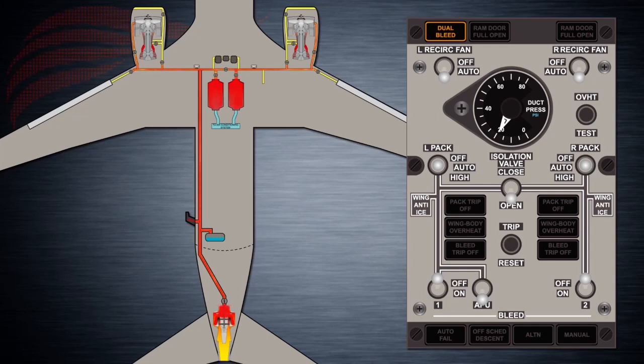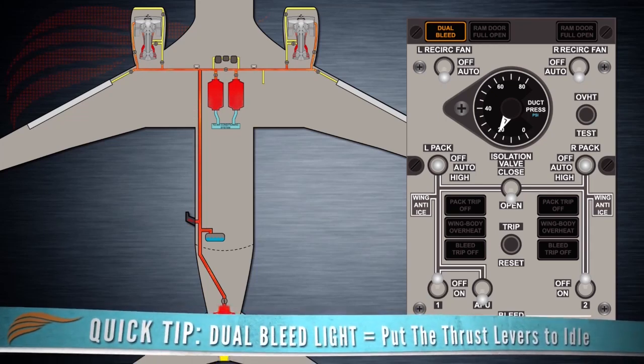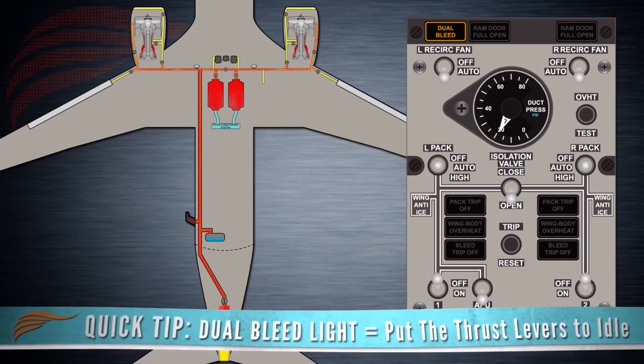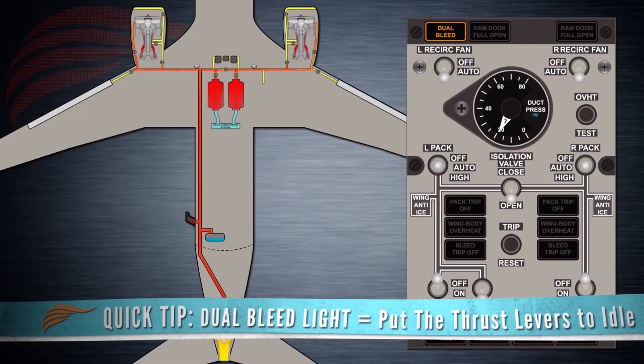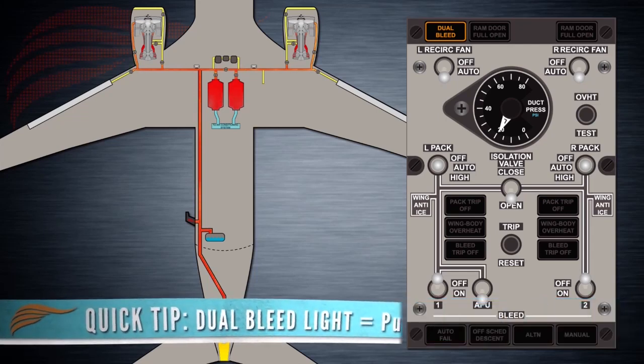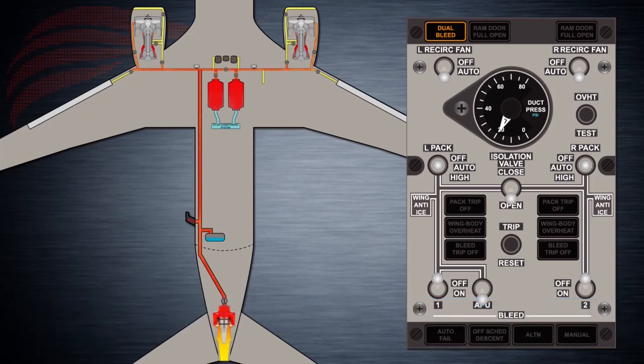It illuminates when either or both engines and the APU are supplying bleed air to the pneumatic manifold at the same time. Either the engine 1 bleed switch must be on and the APU bleed air valve open, or the engine 2 bleed switch must be on, the isolation valve open, and the APU bleed air valve open. The immediate action following a dual bleed light is to put the thrust levers to the idle position during a dual bleed condition, such as after engine startup. Once the engines have started up, the APU bleed air switch must be turned off.